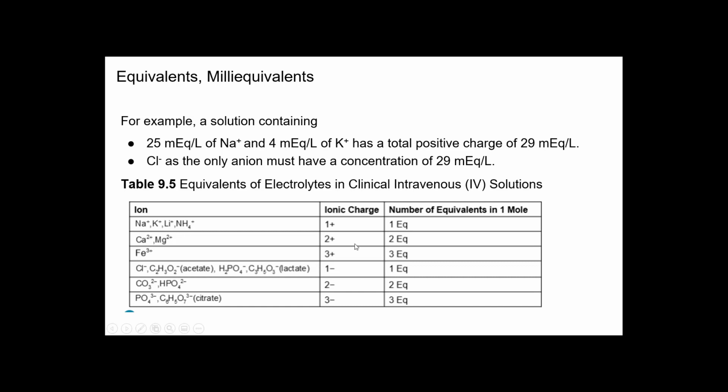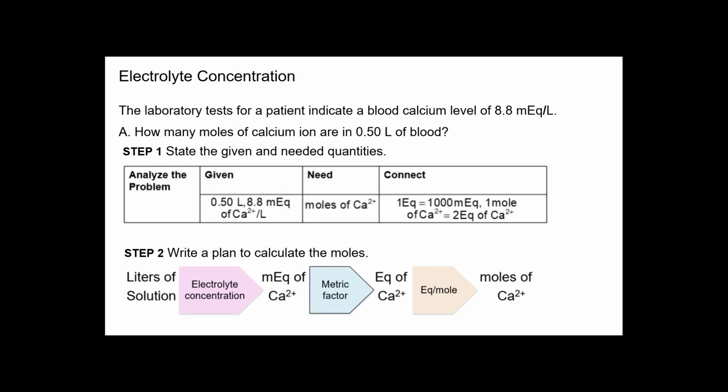Over here we have calcium. We have 2 equiv per 1 mole. Magnesium, 2 equiv per 1 mole. And the same thing goes for the bottom ones here. We have phosphate, 3 equiv per 1 mole. It doesn't matter if it's a cation or anion. Whatever that charge is, now it's an equiv and it's per mole. And I want you to understand that, because when we do a problem on here, I want you to see where that came from.